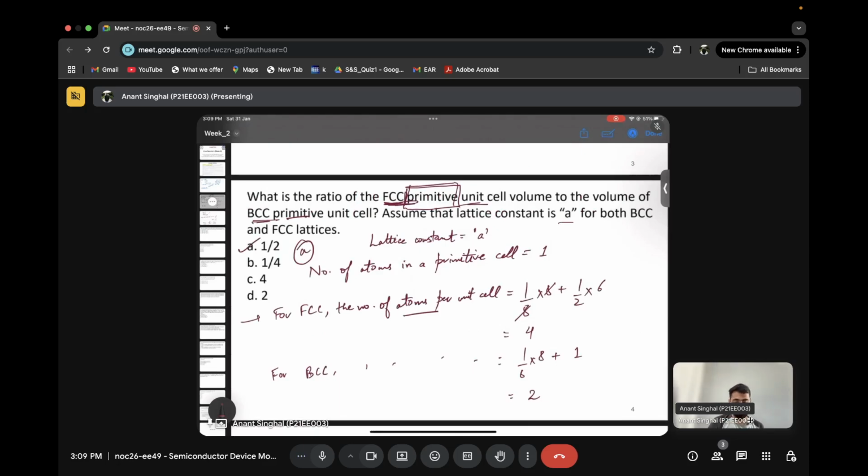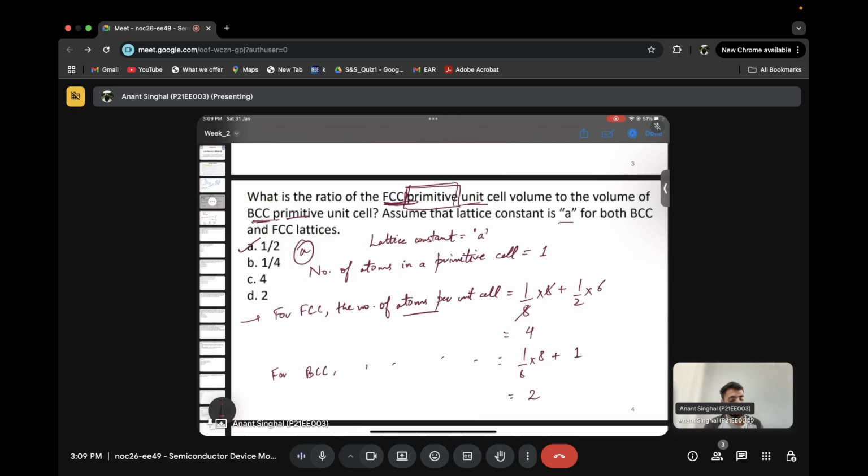Is this clear? Is there any doubt? Okay, so maybe if not, then we can move ahead to the actual problem of the reciprocal lattice.